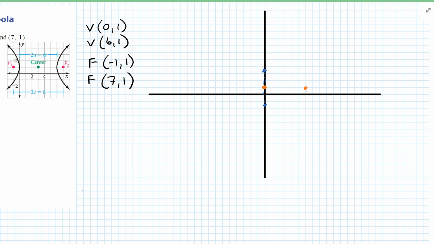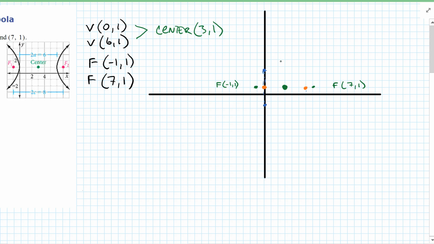Alright, the foci are at negative 1, 1 and 7, 1. So I'll label that here. The foci negative 1, 1. The foci 7, 1. Okay, so that's what we know. So let's look at the center real quick. The center is going to be the midpoint of the two vertices. So 0 plus 6 is 6, divided by 2 is 3. So the center is going to be 3, 1, and that matters. So 1, 2, 3, 0, boom. So that's the center, 3, 1.